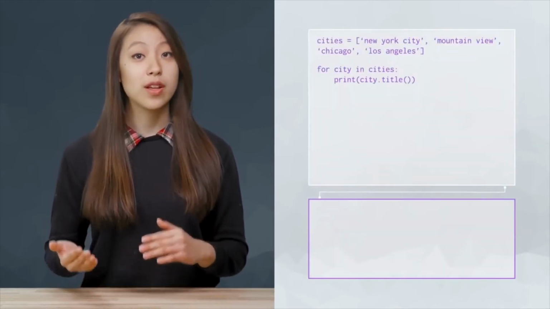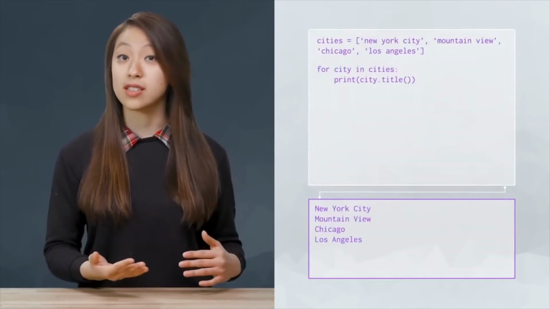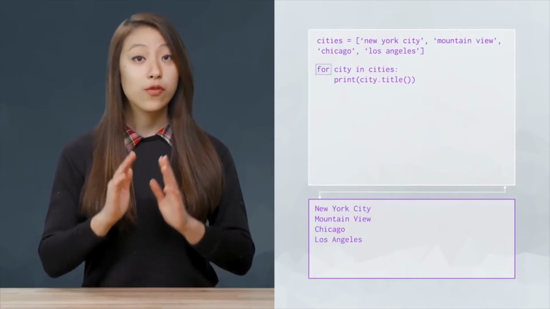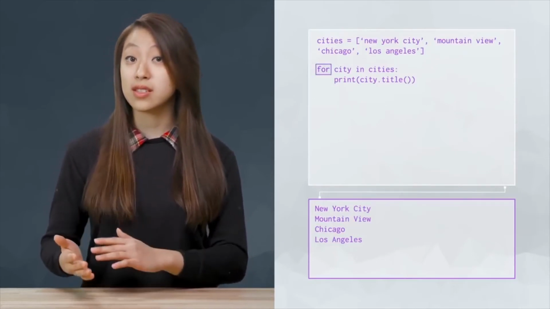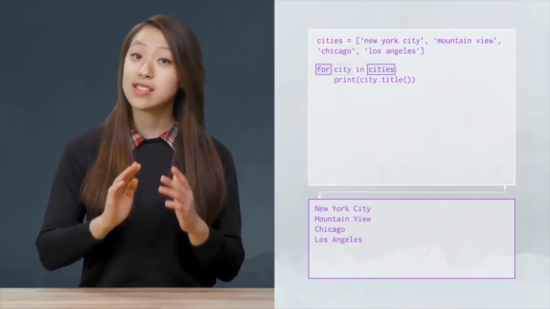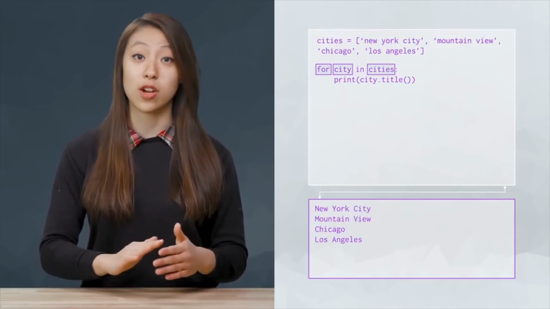Consider this for loop that iterates through a list of cities, capitalizes each one, and prints it. The for keyword signals that this is a for loop. Cities is the iterable, and city is the loop's iteration variable.